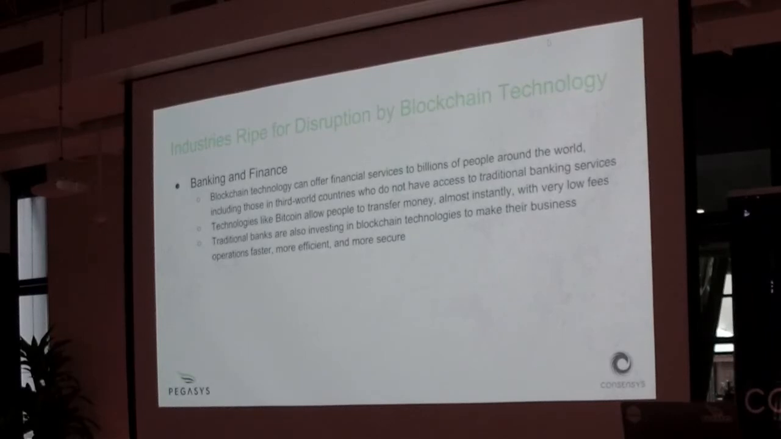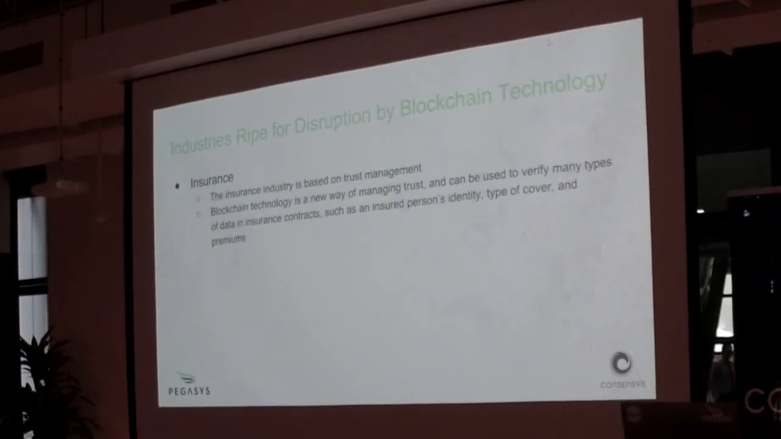So, banking and finance. Secondly, the insurance industry. Another really big application for blockchain. The whole insurance industry is built on trust. Okay? Trust in the data. Blockchain can be made for managing all the types of information that the insurance companies need to verify. Identity, type of cover, premium amounts, and so on.